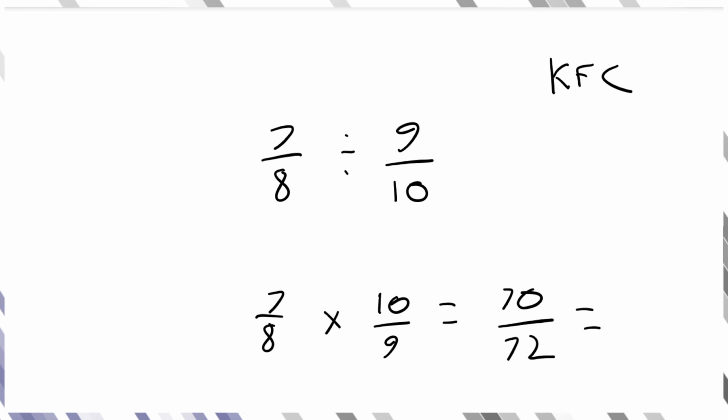We can simplify that, we can half them both, 35/36. That is very nearly one whole pizza. And that's it, that's how you divide and times fractions.